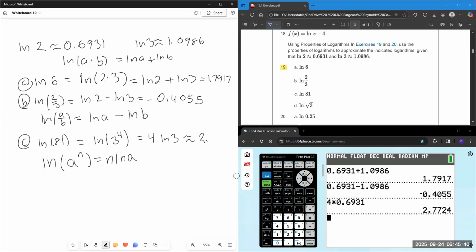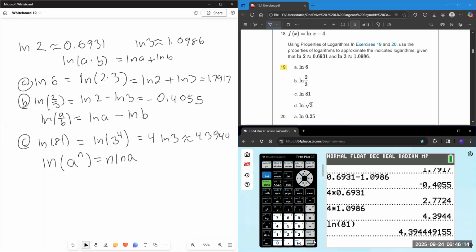Oh, I'm sorry, 3 to the 4th, not 2 to the 4th. 4 times 1.0986. Yeah, that's better. 4.3944. And for comparison, if you want to, let's see how close this is, since we're approximating, 3944. That's good, right? That's good to 4 decimal places.